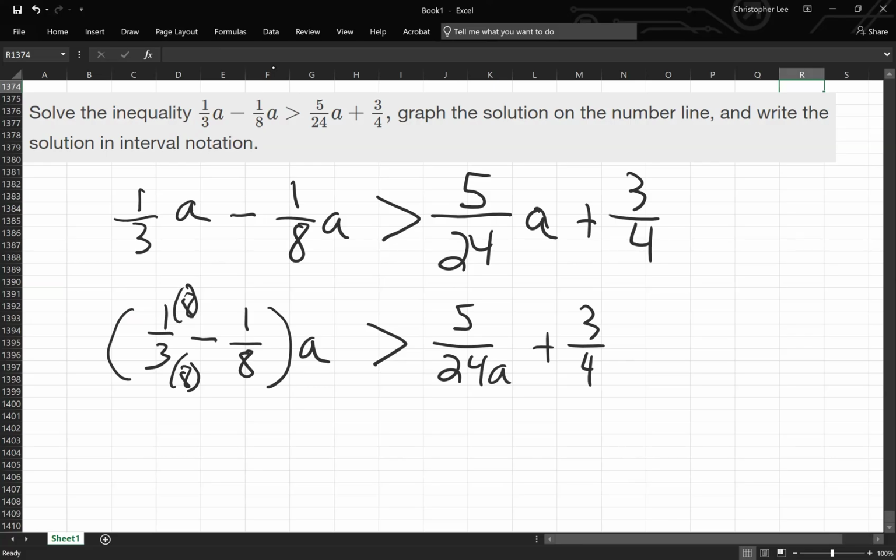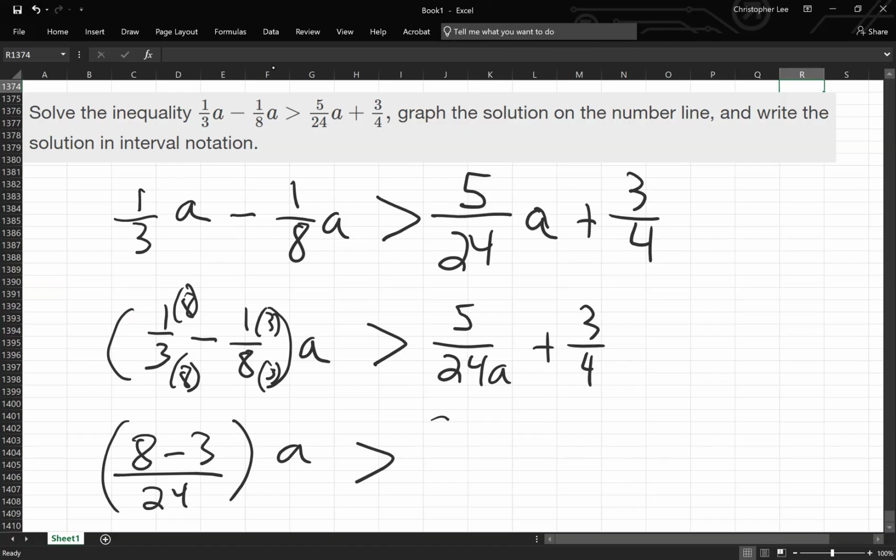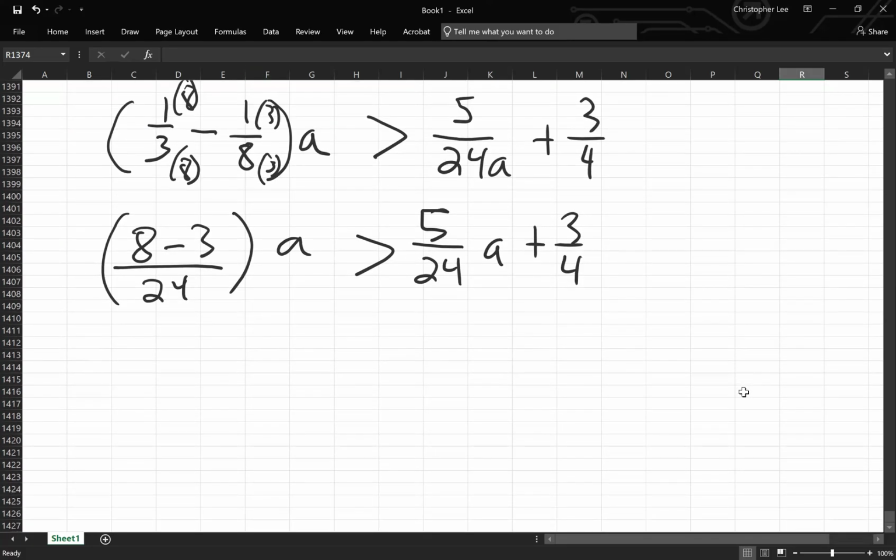How do I make an 8 into a 24? I have to multiply that by 3. But what I do to the bottom, I do to the top. So now what do I have? I have 8 minus 3 over 24 times a is greater than 5 over 24 times a plus 3 over 4. Let's keep it moving. So 8 minus 3 is what again? That's 5. So 5 over 24a is greater than 5 over 24a plus 3 over 4.